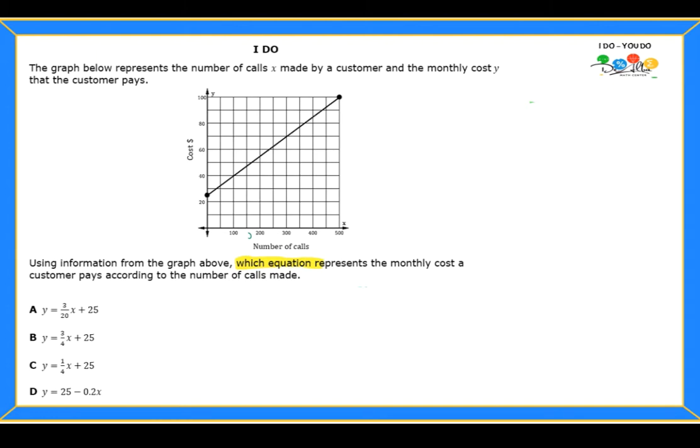Okay, so there's also something else given to you in the problem, and it says, what does the X represent, right? So the X represents the number of calls, okay? And Y represents the monthly cost, okay? So very important that we see the meaning of X and Y. So what we're gonna do next is I'm gonna find at least 2 points on the graph.